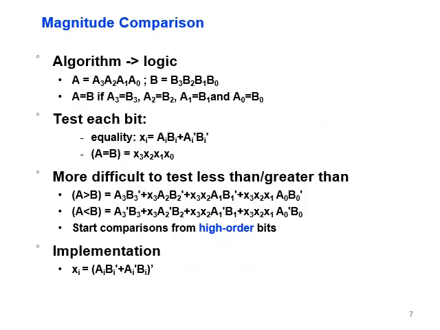Now, to summarize here, we go from logic to algorithm, algorithm to logic. What we have is four bits, A0, A1, A2, A3, and B is B0, B1, B2, B3. And we have three options: either they are equal, A greater than B, or A less than B. For equality, all bits at identical places or orders should be equal. It means A3 equals B3, A2 equals B2, A1 equals B1, and A0 equals B0.